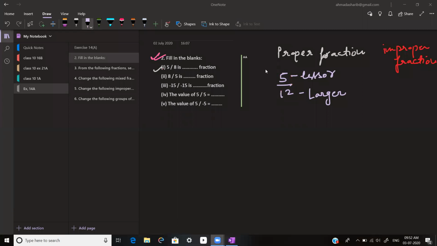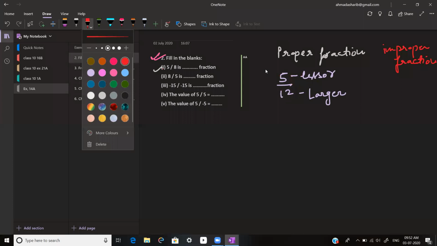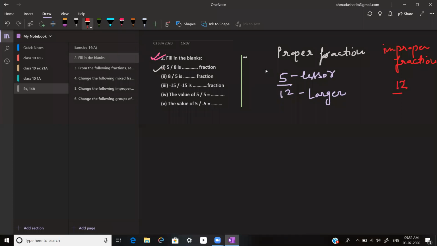On the other hand, what is an improper fraction? An improper fraction is a fraction in which the numerator is larger and the denominator is smaller. Is it okay? So this is the difference between proper fraction and improper fraction. In a proper fraction, the numerator is lesser than the denominator. In an improper fraction, the numerator is larger than the denominator.